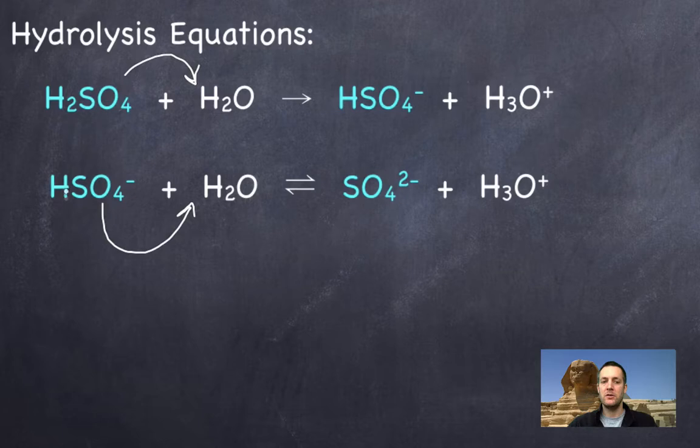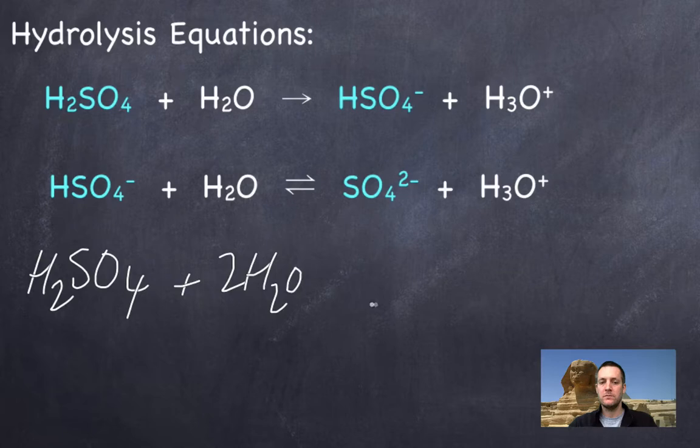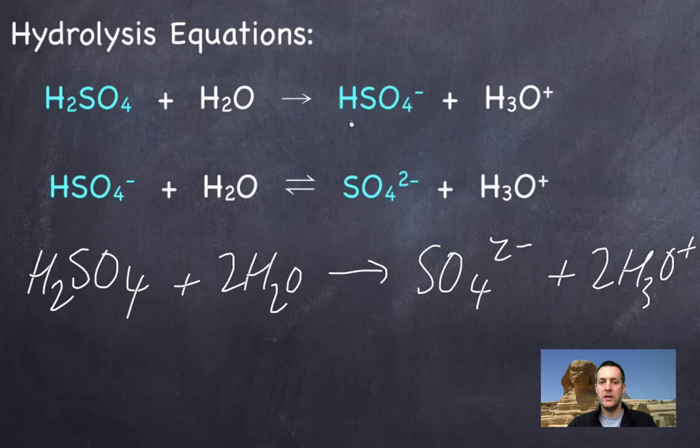Now, sometimes you'll see this reaction of sulfuric acid with water written as one equation. Okay, so you'd have H2SO4 reacting with two water molecules and producing SO4 2- and two H3O+. Bear in mind that the HSO4- that we form in the first equation gets used up in the second.